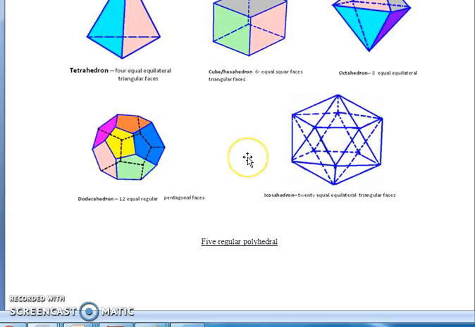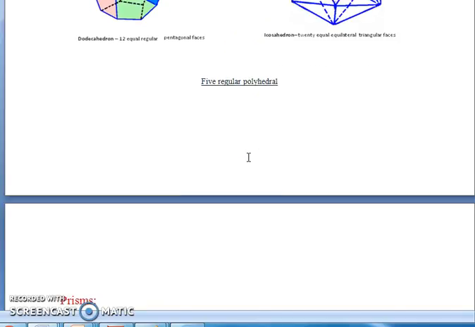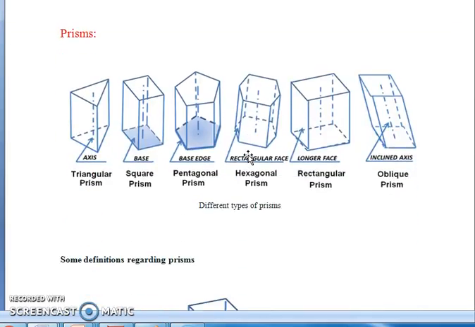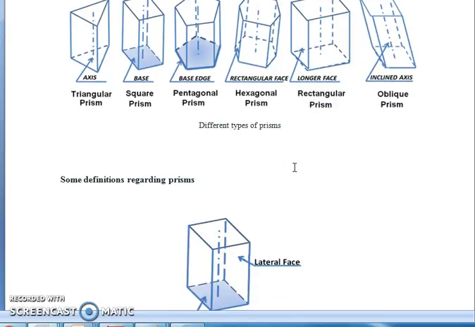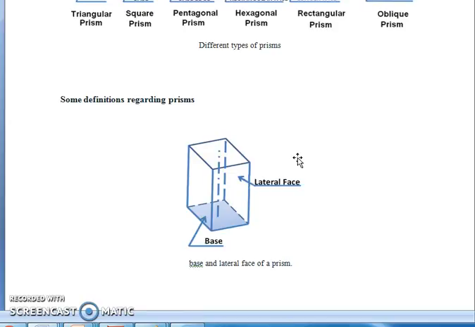Coming to the other polyhedrons, prisms and pyramids come under the other polyhedrons. A prism is a polyhedron formed by 2 equal parallel regular polygons connected by side faces which are either rectangular or parallelograms. Here we can see 5 types of prisms: triangular, square, pentagonal, hexagonal and rectangular prisms. The main terms we observe in these prisms are base and lateral face.